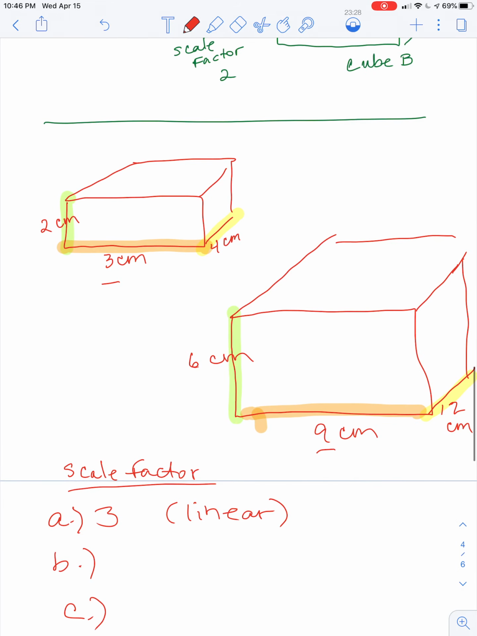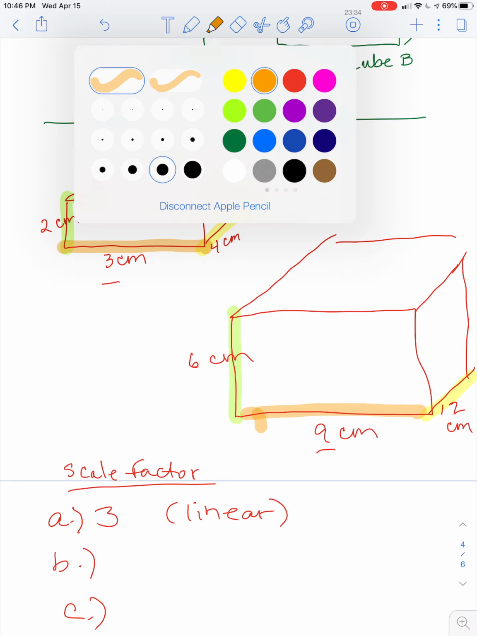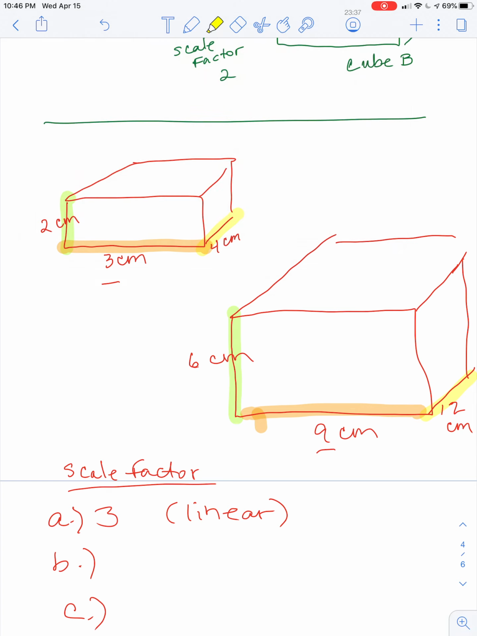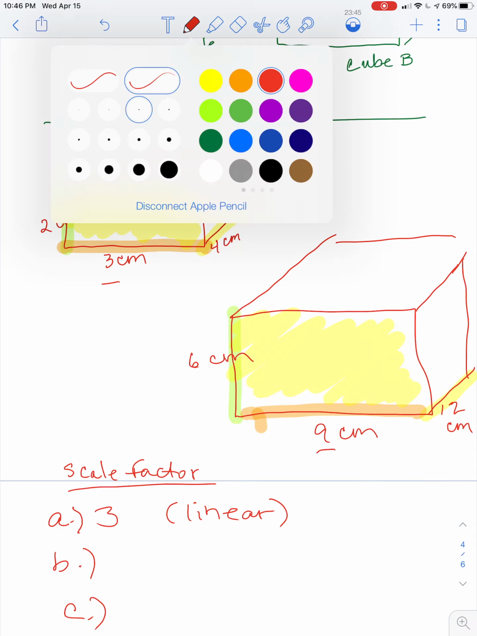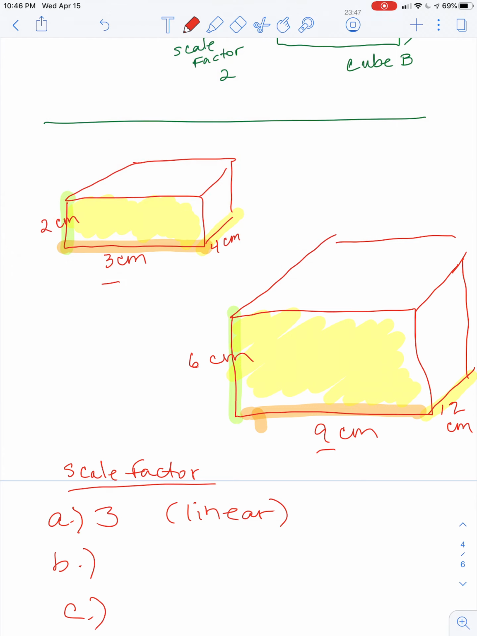So what is one face? Let's just look here. So the face would be this, let me shade it in here. That would be a good idea so you could see it. Let's use yellow. So here's one face. And on this one, here's a face. All right, so what is the area of that face? We would have 2 times 3, right? Because here's the measurement.